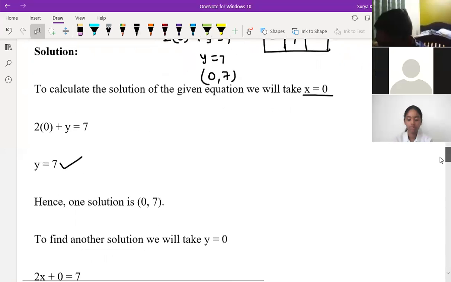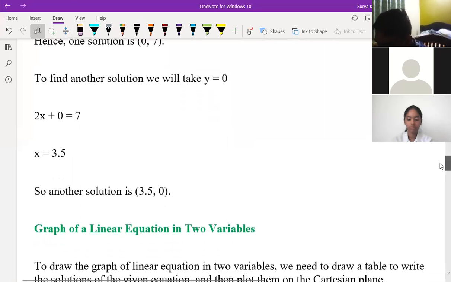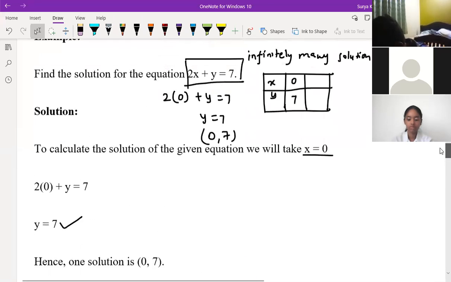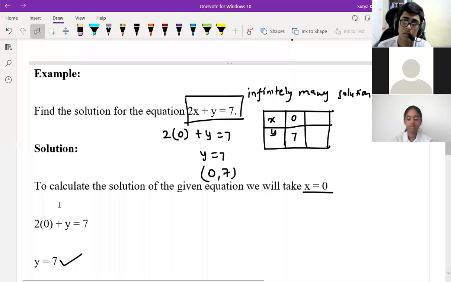So the next part is C. Now another solution they are taking. See what I have taken: y is equal to 0. Then they are getting this one. If y is equal to 0, you take. I'll just make it smaller first, this is so big.